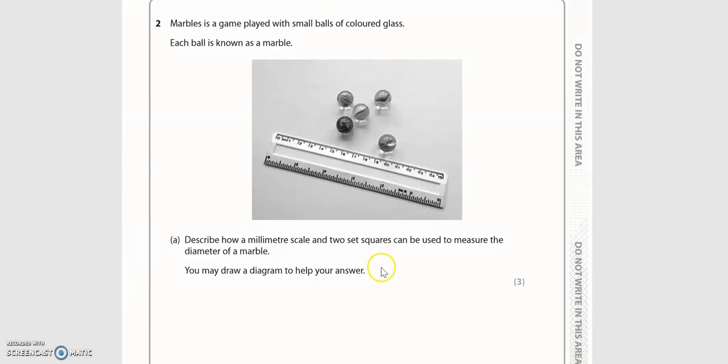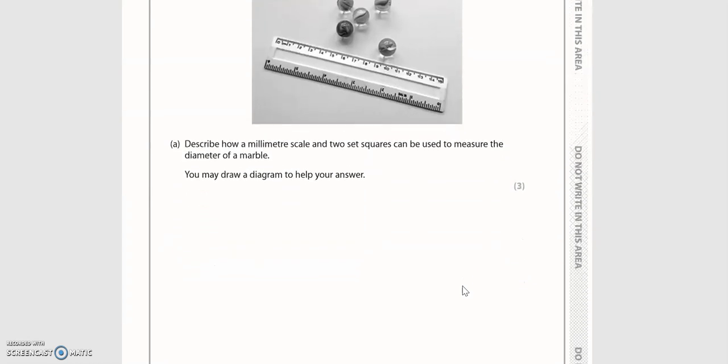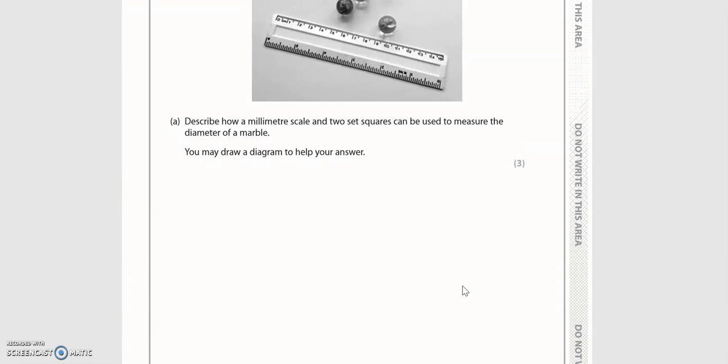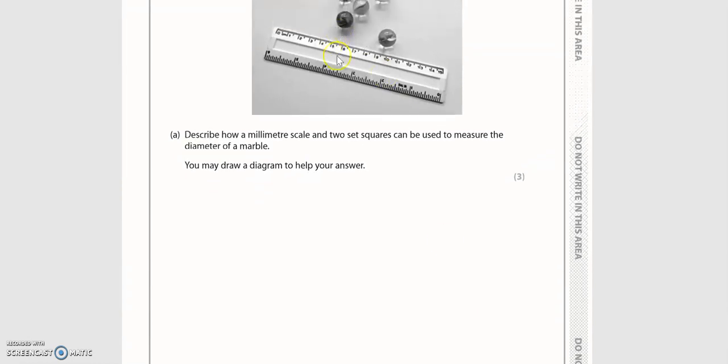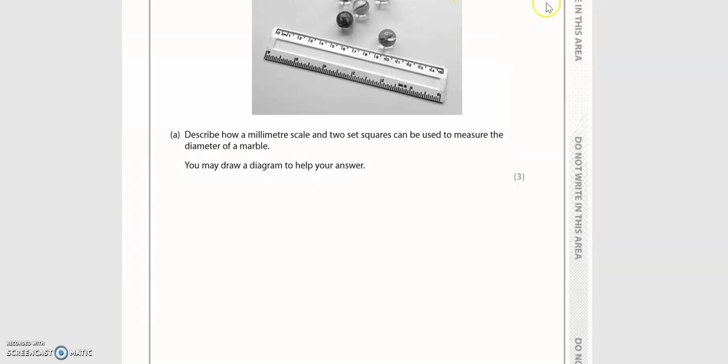This is a data analysis type question. So this kind of question could be anything. The examiners will be quite imaginative when they come up with these things. This one is about finding the diameter of a marble. The best thing that you can do here is draw a diagram.